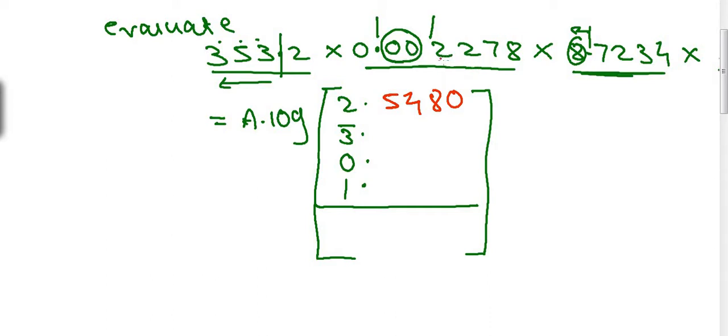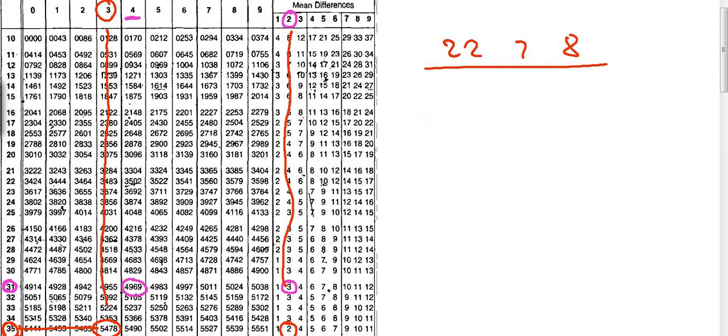Now I'll find the log of 0.002278. The zeros between the decimal and the first non-zero digit are not significant for finding the mantissa. So to find the mantissa we take the first 4 non-zero digits, that is 2278. Let us find the mantissa for 2278.